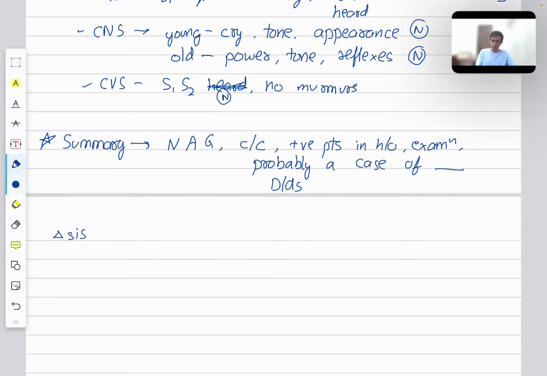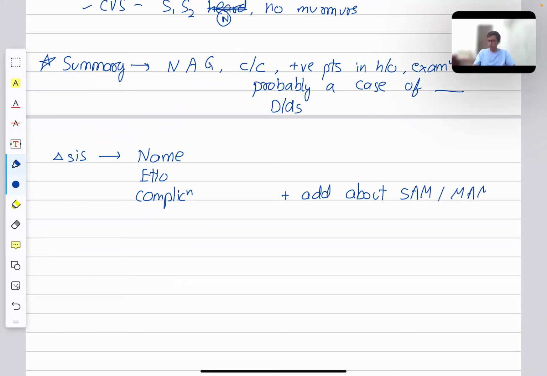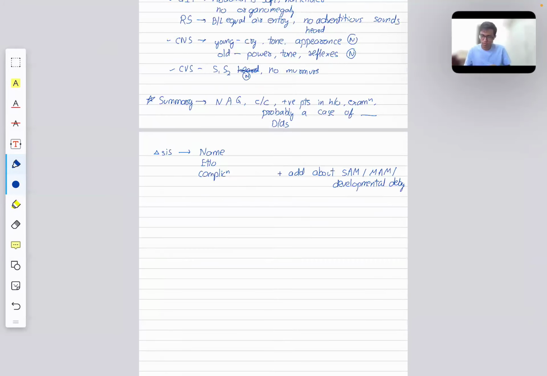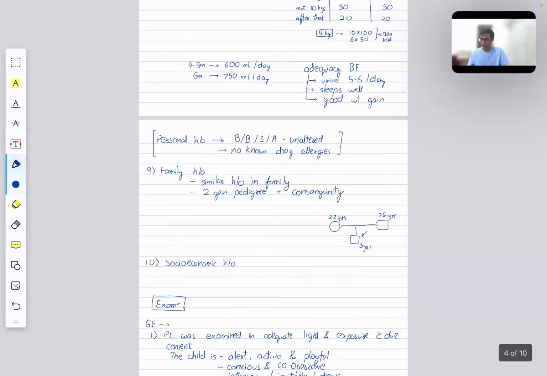Last will be your diagnosis, which has three parts: name, etiology, complication. You'll understand how to tell the diagnosis as we practice in the subsequent sessions. Along with this, you also have to add whether it is a SAM child, or if by history and examination you have found any developmental delay. So that is about the basic pro forma that you have to follow for your pediatrics history taking.